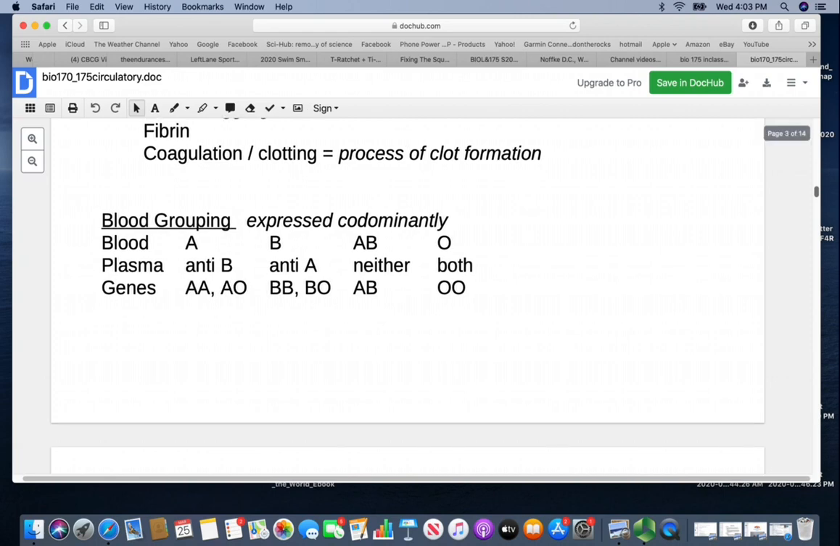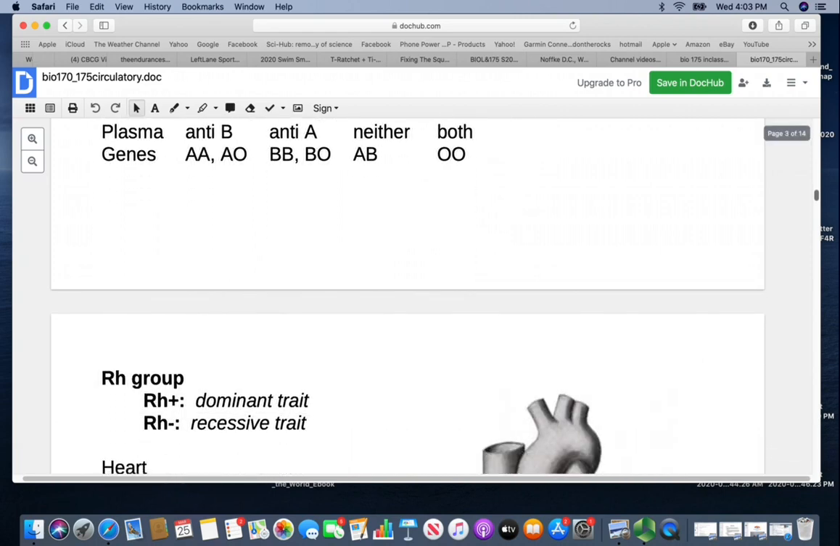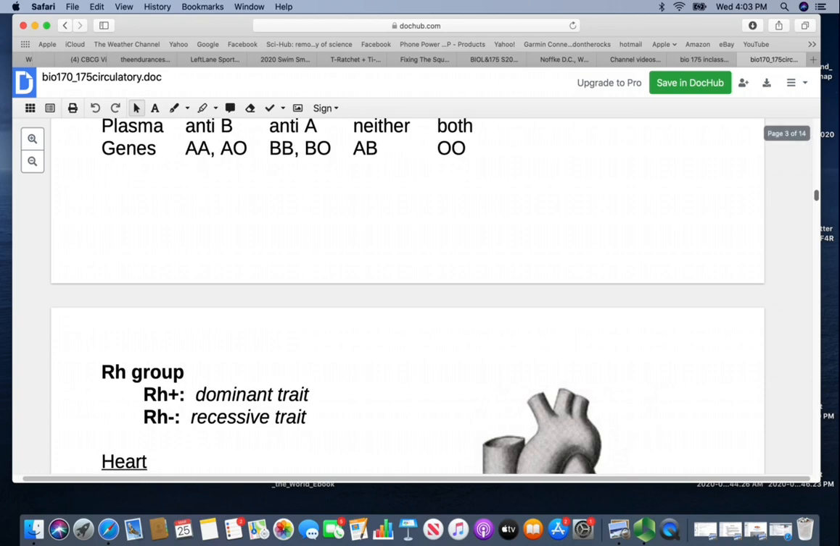So that's one of the markers on the red blood cell. The other one that we commonly look at is the Rh group. So when we talk about being type O positive or O negative, this is the positive or negative that we're talking about. So the Rh group is called that because it was first discovered on a rhesus monkey.